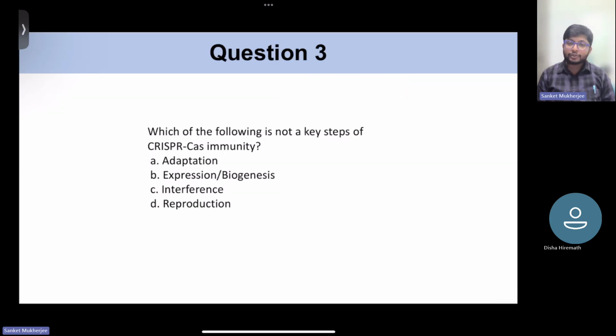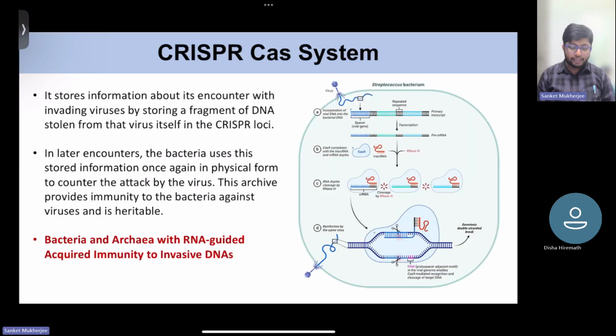Okay. Which of the following is not a key step of CRISPR-Cas immunity? Is it adaptation, expression, interference, or reproduction? Reproduction, sir. You're right. So we have already said how the CRISPR-Cas system works. It stores the DNA of the infecting virus in the CRISPR locus, right? And whenever this same bacteriophage infects again, since it's already there in the CRISPR locus, it's very easy for the bacteria to cleave this DNA. So it's basically a way of acquired immunity or adaptive immunity in archaea and bacteria. And before CRISPR, it was not known that prokaryotes have this kind of a system very similar to adaptive immunity.